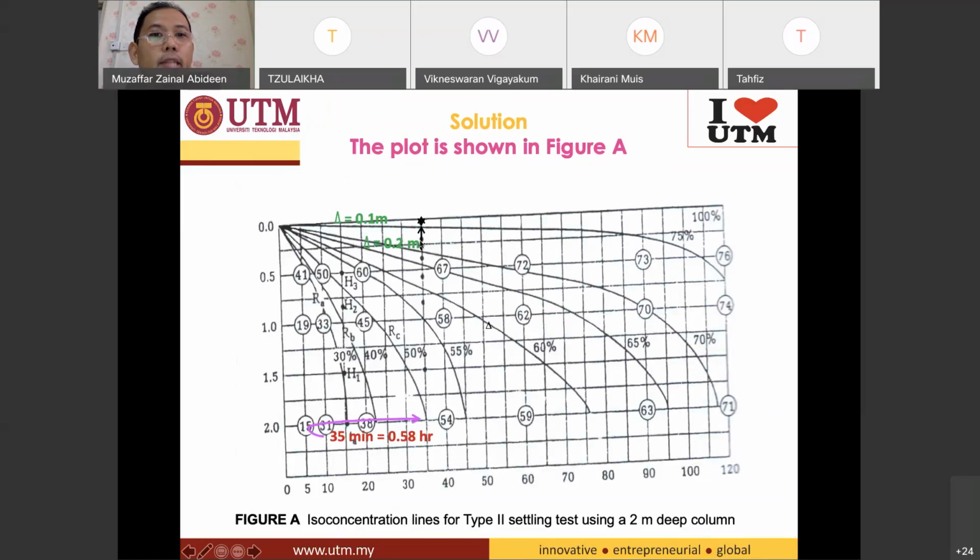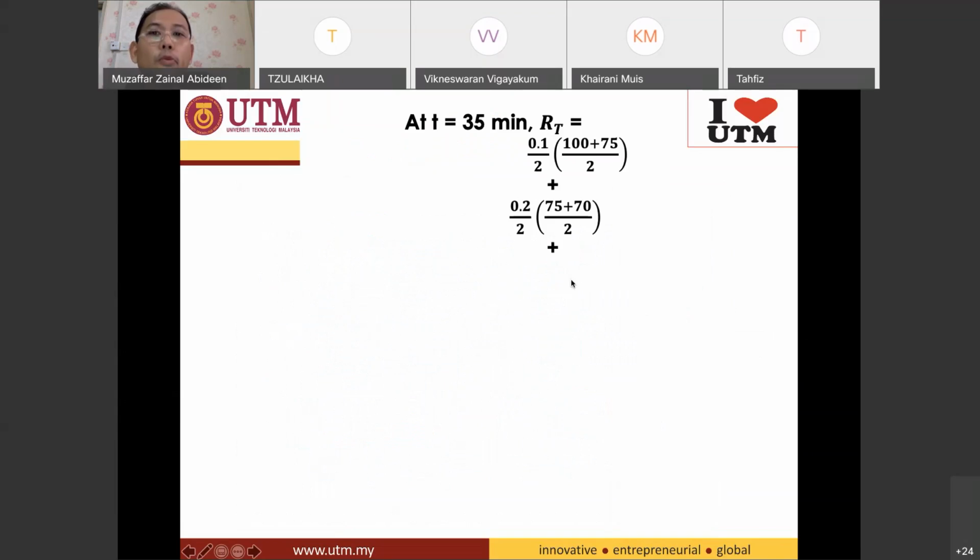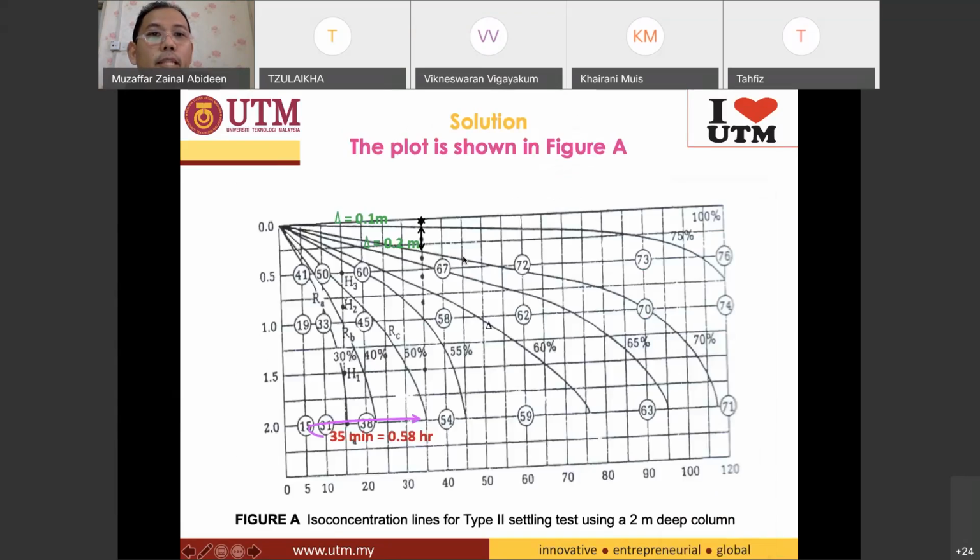So the height of this delta is 0.2. That means 0.2 divided by 2 times 75 plus 70 divided by 2. Yes, that's right. Then do the same thing again to find our delta H3, which I have already measured. The distance is 0.15 divided by the total height, which is 2.